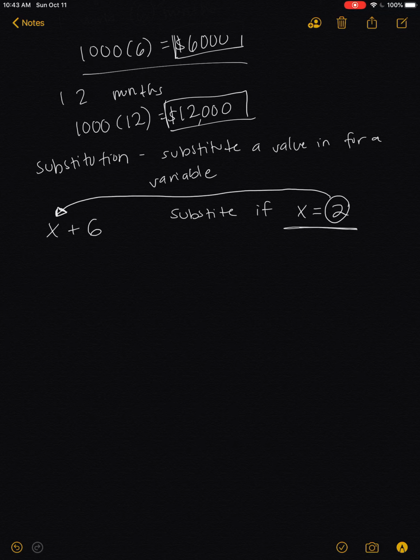So because X is 2, I can just plug it in right there. So then I'm going to get 2 plus 6. See how I just plugged 2 into X? And then I get 8. Okay?